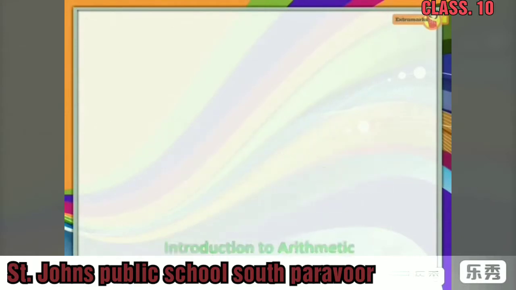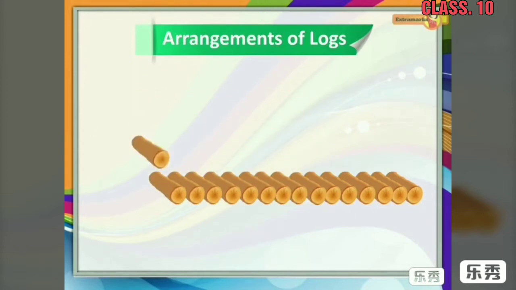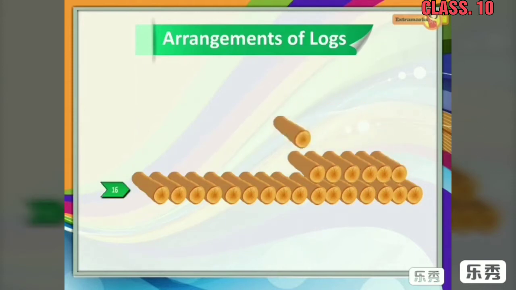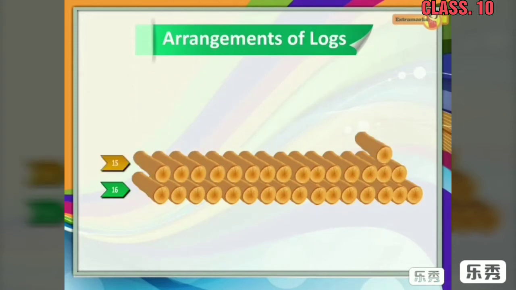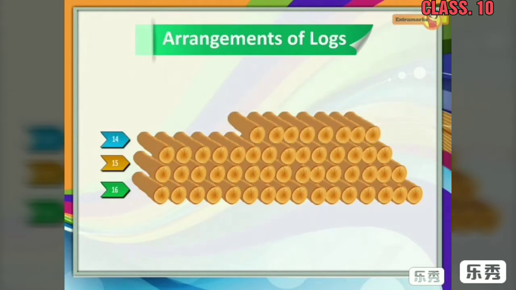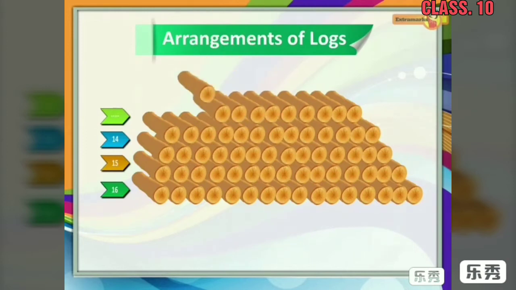In our day-to-day life, we see various types of patterns or arrangements. Look at the arrangements of logs in which there are 16 logs in the bottom row, 15 logs in the next row, and 14 logs in the row next to it, and so on. So, the number of logs are 16, 15, 14, and so on.